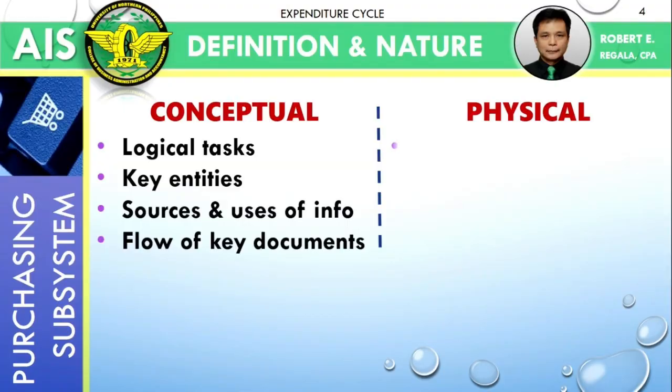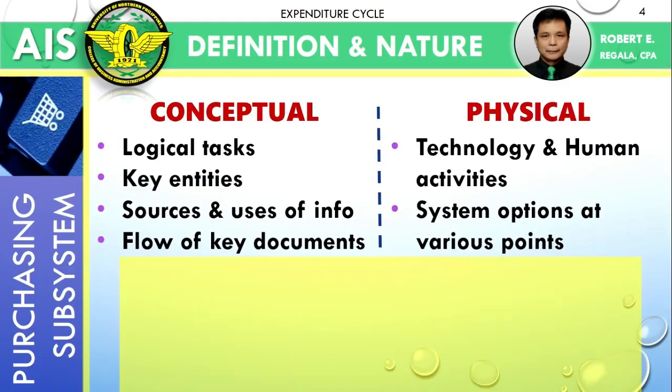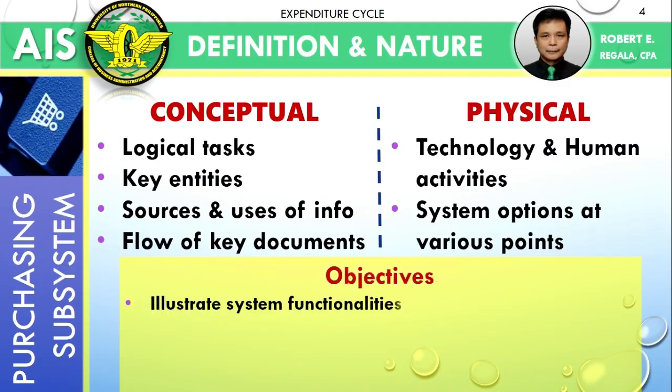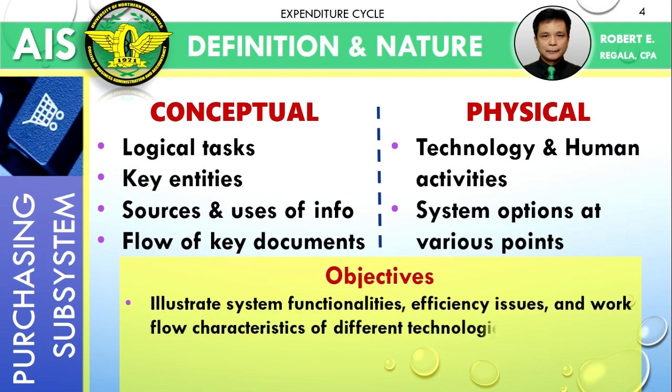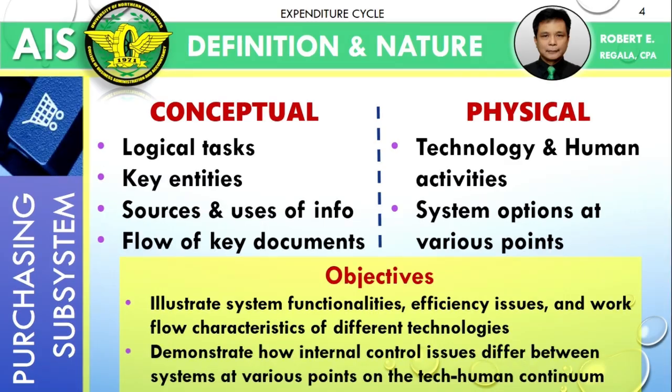The second section deals with physical systems, which are composed to varying degrees of technology and human activity. This section reviews systems options that lie at different points on the tech-human continuum. Two objectives drive the discussion in this chapter. The first is to illustrate system functionalities, efficiency issues, and workflow characteristics of different technologies. The second is to demonstrate how internal control issues differ between systems at various points on the tech-human continuum.